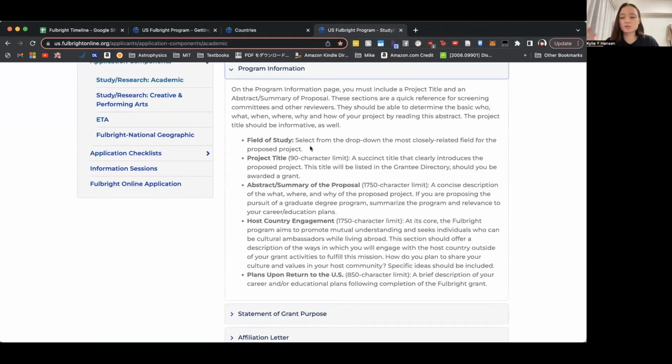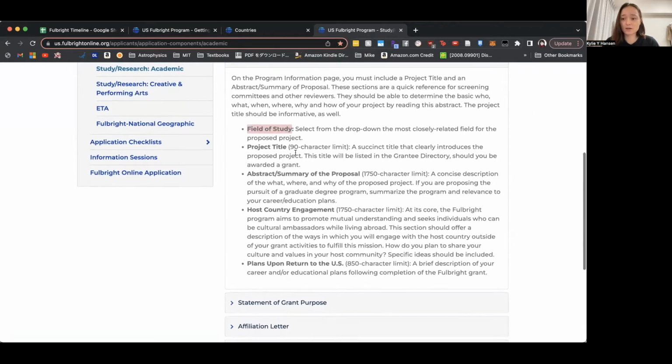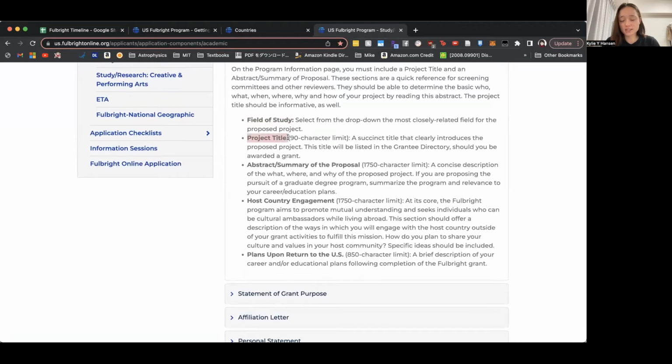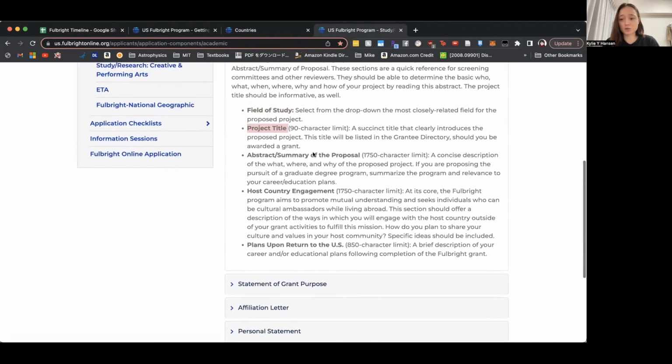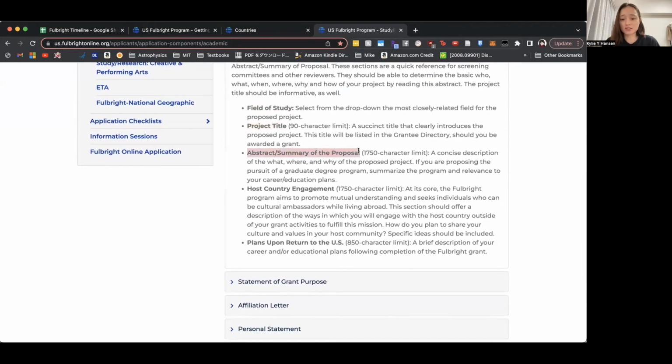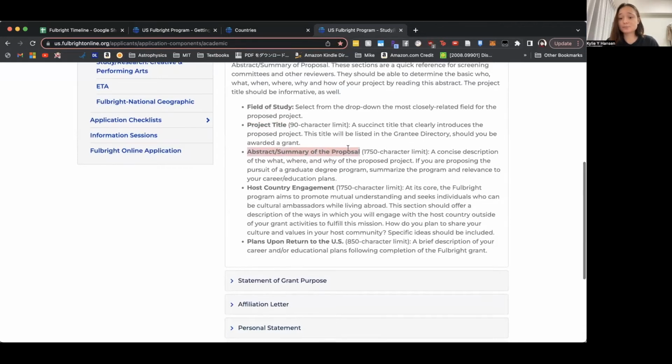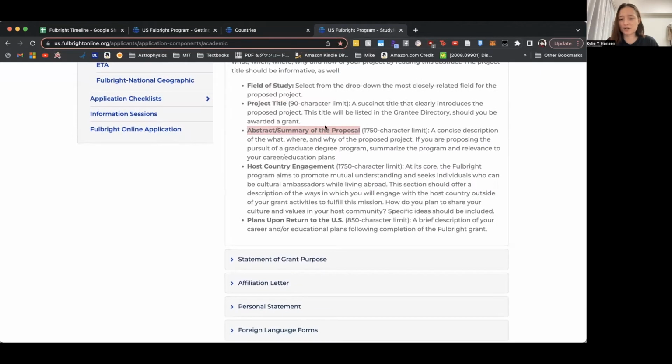So this gets more into depth about what you're going to be doing in Fulbright. So for example, your field of study, your project title. So you'll need a title for the project you're working on. Your abstract summary of the proposal of the project or work you're going to be doing. These things you're probably going to discuss with your mentor if you have one. Otherwise, you're going to have to think of it yourself, which I think would be much more difficult, thinking back on it. My mentor really helped me with this kind of stuff.